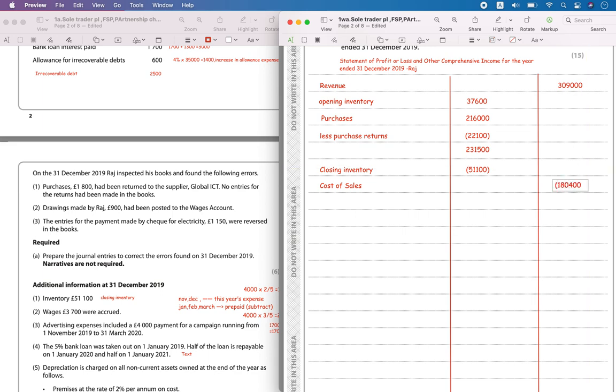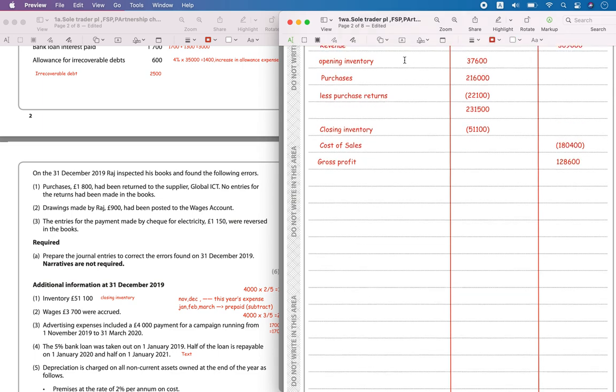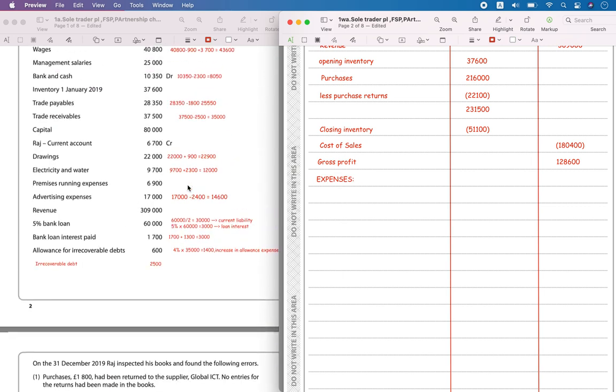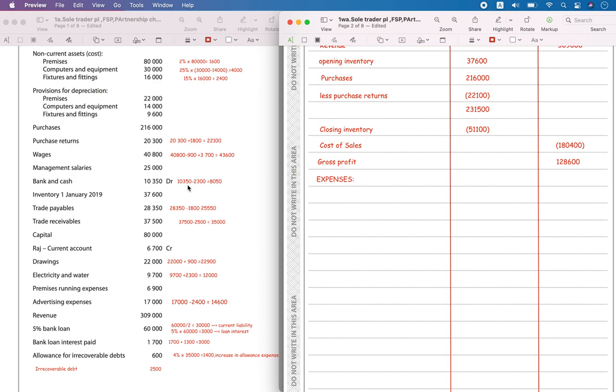Now revenue minus cost of sales will give me the gross profit. So let's write that. It is around 128,600. The next thing I have to calculate is all the expenses that have occurred. So let's calculate the expenses.